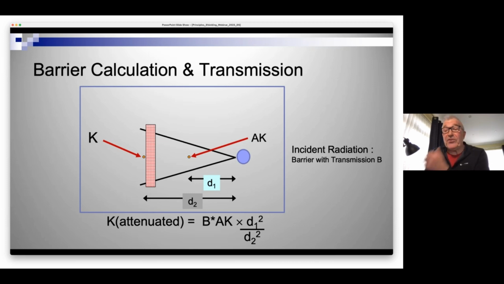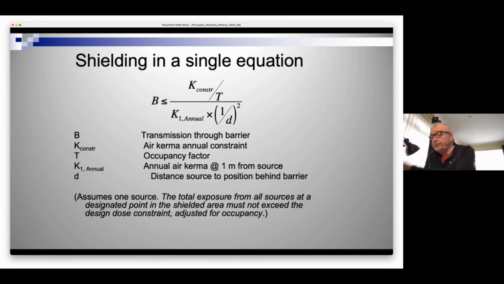And that is the crux of the problem. It's to put a barrier in the way that gets the kerma to the value that you want, i.e. meets the dose constraint. And this explains shielding in a single equation. The transmission through the barrier must be less than the weighted dose constraint divided by the annual air kerma at the point. That assumes one source, because in fact, of course, the total exposure from all sources at a designated point mustn't exceed the design dose constraint.